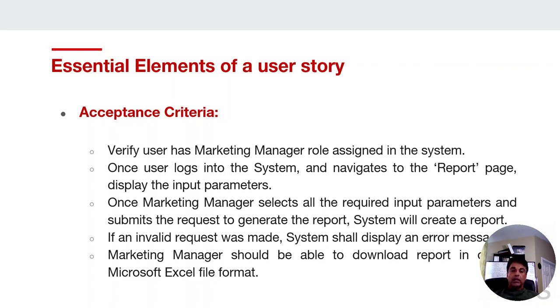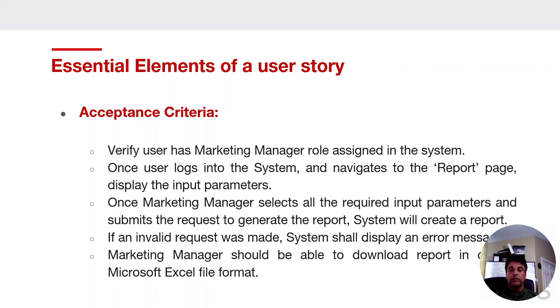Okay. Then we say what happens if an invalid request has been made by the marketing manager. The system should be smart enough to know how to respond to that request. So we are saying if an invalid request was made, the system shall display an error message. Then we are also stating a requirement saying a marketing manager should be able to download the report in a different format. Here we are saying in Microsoft Excel file format.